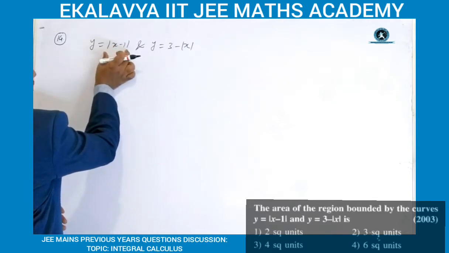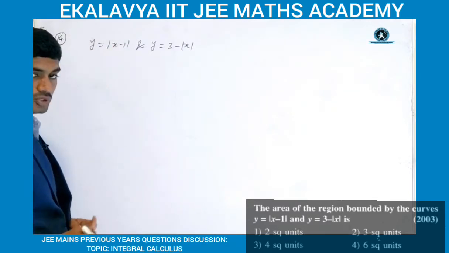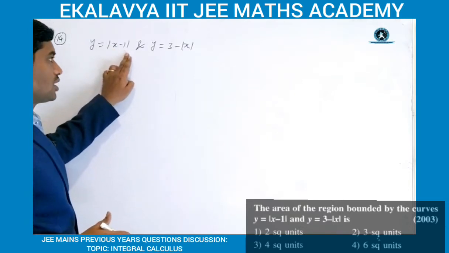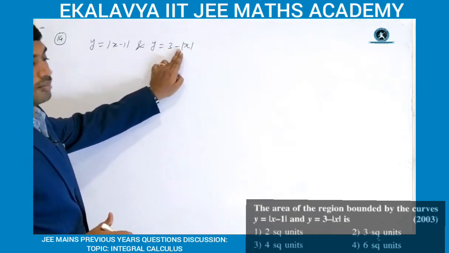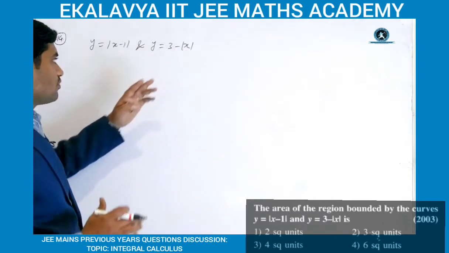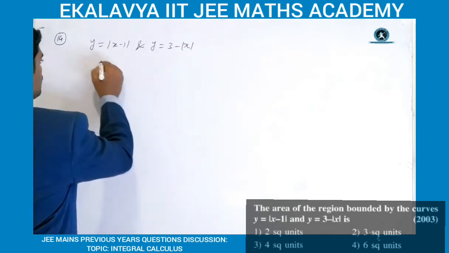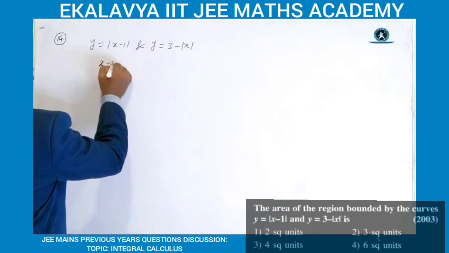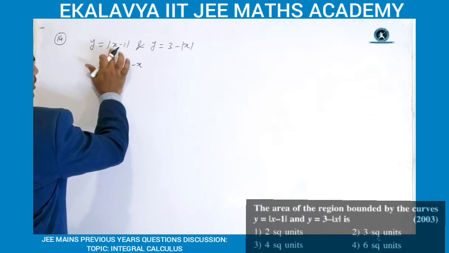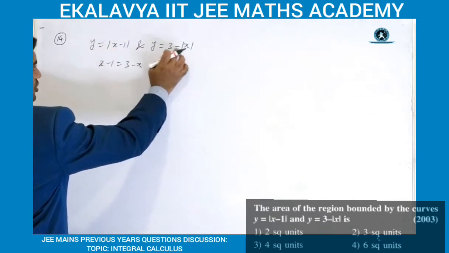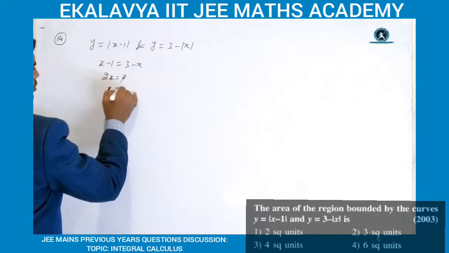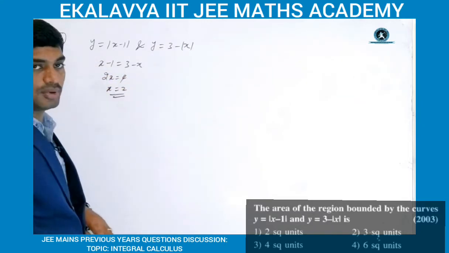If we observe here, modulus of x minus 1 means plus or minus of x minus 1, and 3 minus mod x, mod x means plus or minus x. So first of all we need to find the limits. I am equating x minus 1 is equal to 3 minus x, taking the positive. Now 2x is equal to 4, x is equal to 2. So this is one limit.